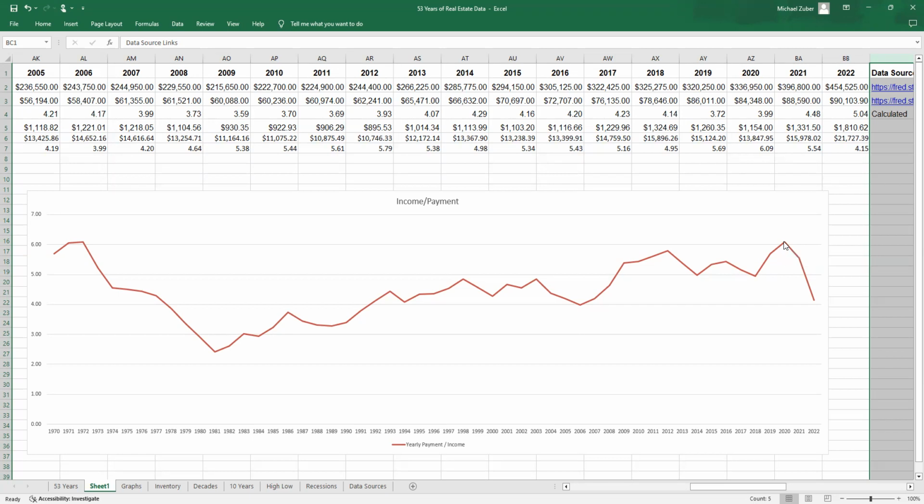We should be concerned about payment, not price and income. 1981 was the worst year. 2020 was the best year. If your chart doesn't say that, you're misleading people. Thank you so much, and bye-bye.